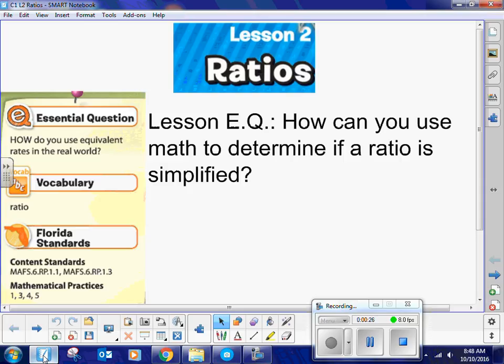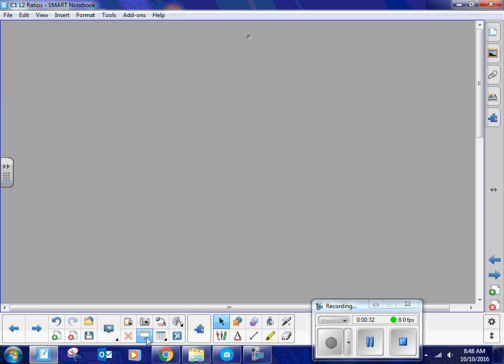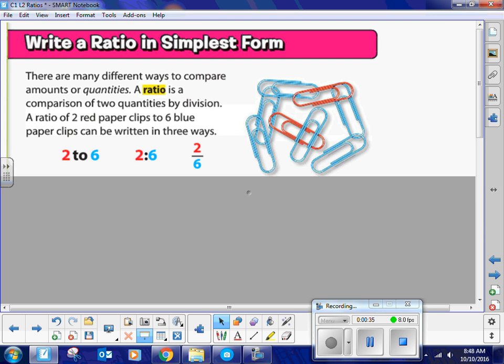This first one is writing a ratio in simplest form. There are many different ways to compare amounts or quantities. A ratio is a comparison of two quantities by division. A ratio of 2 red paper clips to 6 blue paper clips can be written in 3 ways: 2 to 6, 2 over 6, or 2 colon 6. I know that the 1 is a fraction, and that's fine. I usually write ratios like this, but for now, we're probably going to be writing them as fractions, because we're familiar with fractions, and we're familiar with simplifying fractions.